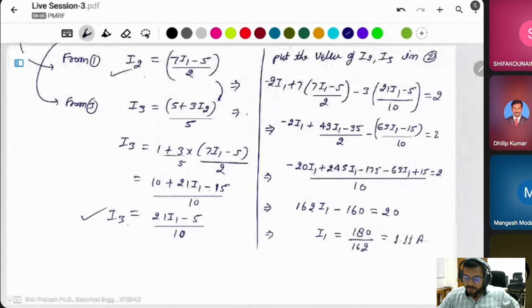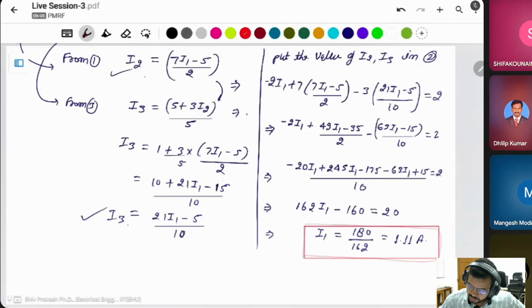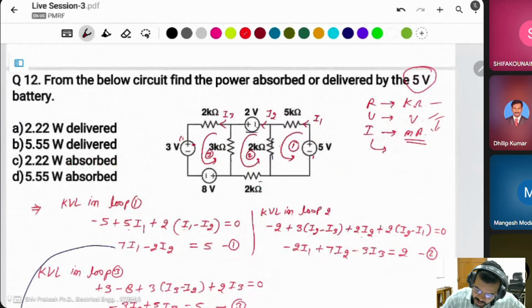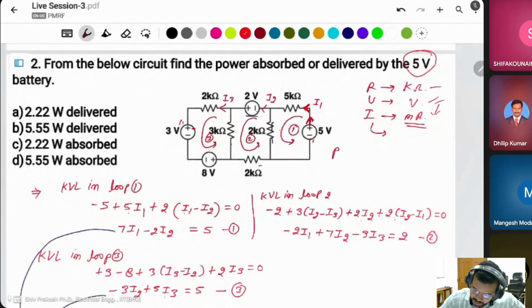Your I1 is positive. I1 positive means this source delivers the power, because the current is leaving from the positive terminal. And what is the power? Power is equal to V into I. Voltage is 5 into current 1.11, equal to 5.55 watt delivered.